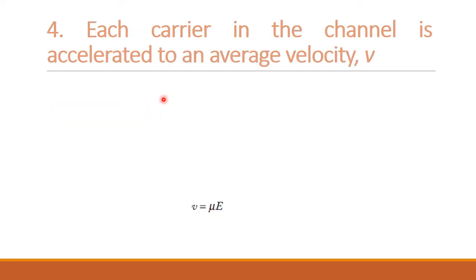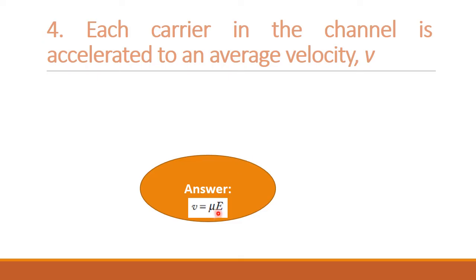Next question. Each carrier in the channel is accelerated to an average velocity v. So velocity v is given by v equal to mu into E. So this is the correct answer. Here mu is the mobility and E is the electric field.